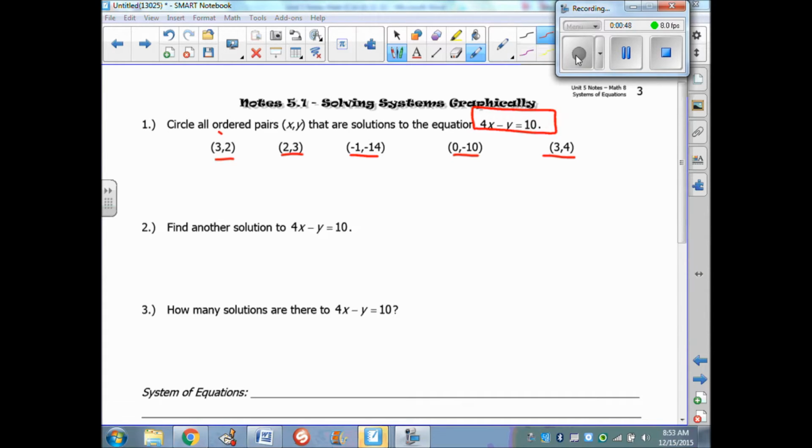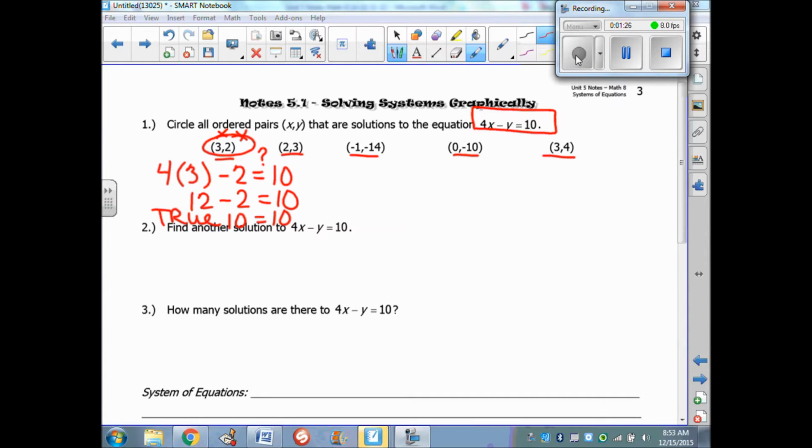So let's start off with (3, 2). We have an x and we have a y. So we're going to take that 3 and that 2 and plug it into our equation. So 4 times 3 minus 2, does it equal 10? I'm going to put a little question mark over that because I don't know if that's true. So then 12 minus 2 equals 10, and yes, 10 equals 10. That's true. So (3, 2) is a solution to that equation. I'm going to circle it.